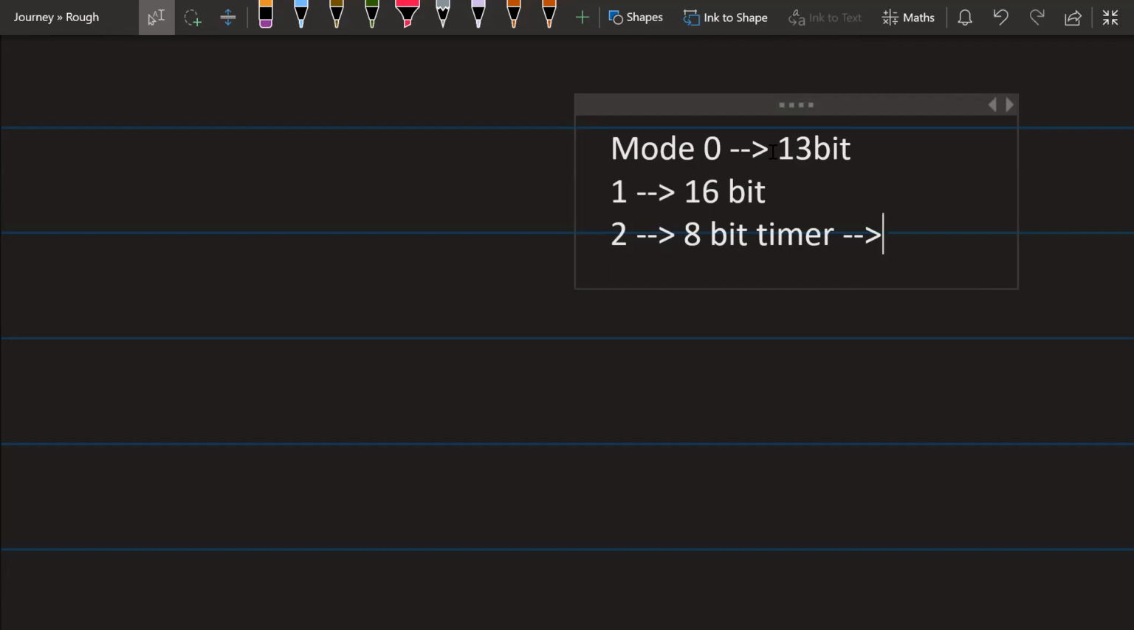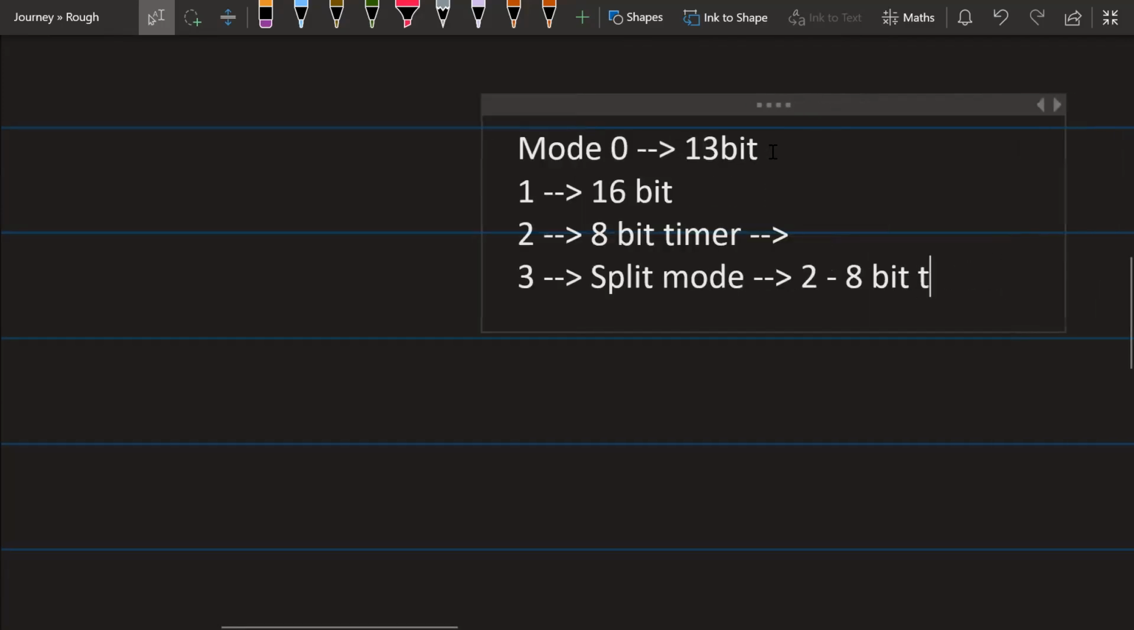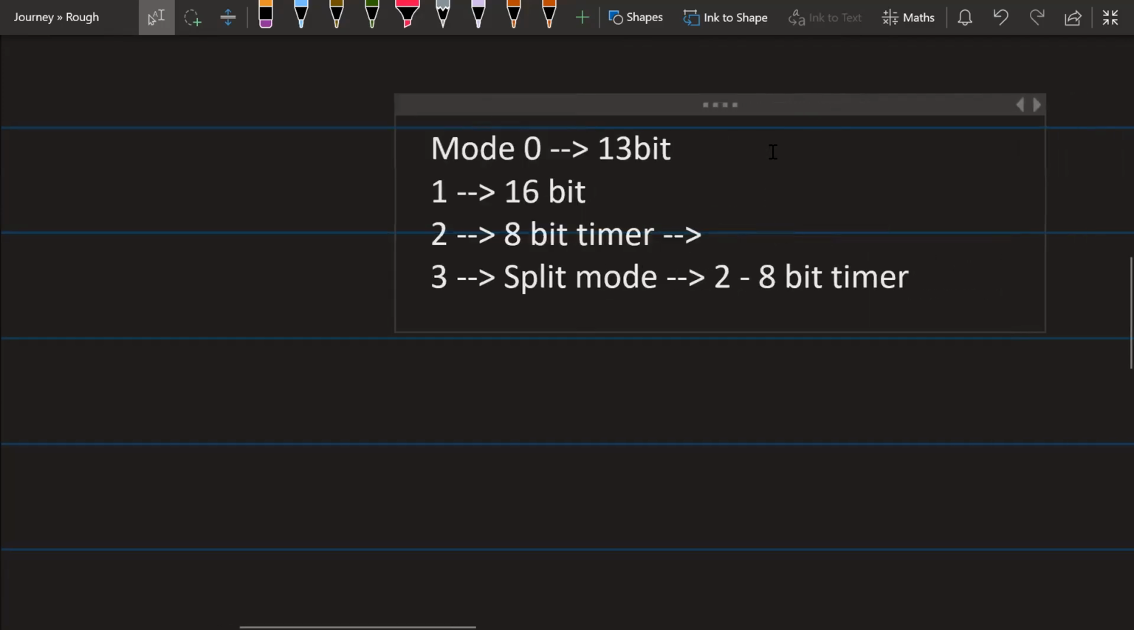The last, third mode is the split mode. Here, in the 16-bit timer we have, we can use two 8-bit timers. Clear?